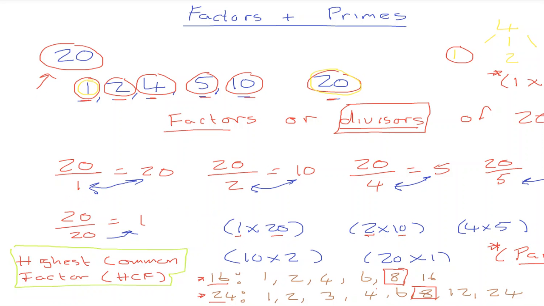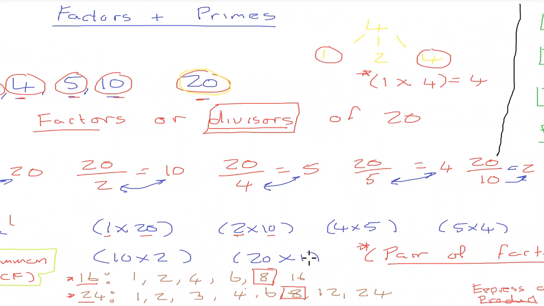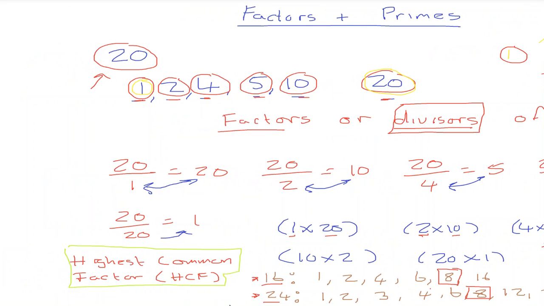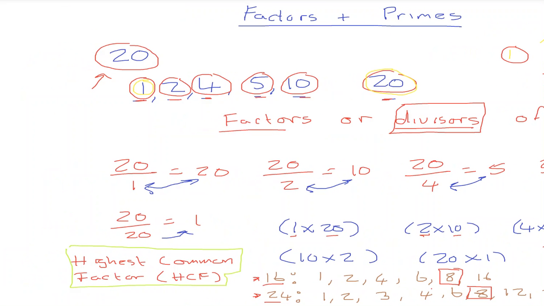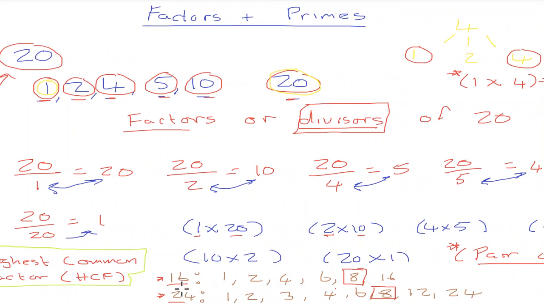We can also write them as pairs of factors. These are two numbers that when multiplied by each other will give you the number, but each of the numbers that are multiplied is also a factor of the main number, in this case 20. We can also have what's called the highest common factor. If we take two numbers and list out all the factors for each number, it's the highest number that is a factor of both.